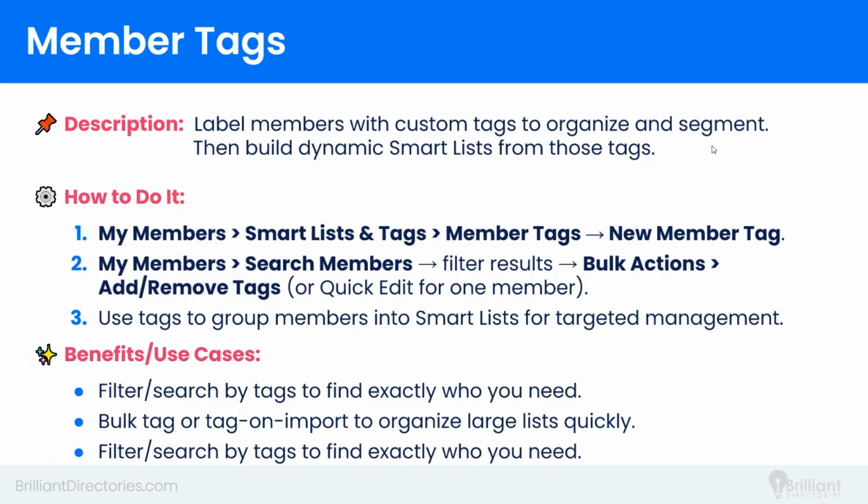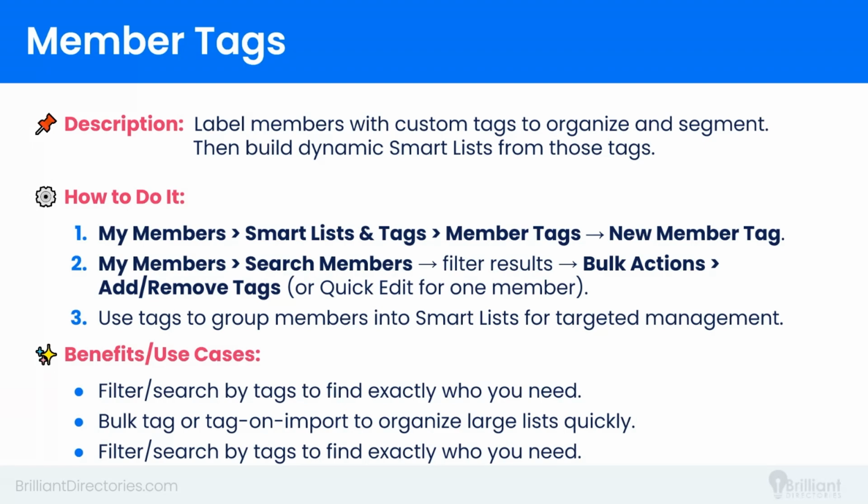I think this is one of the most powerful and really customizable features within the platform that has so many different use cases. It's really impossible to name them all. But member tags essentially allows you to label specific individual members with custom tags so that you can organize and segment members totally outside of the member category structure or membership plans. You can label members with any information that you want.